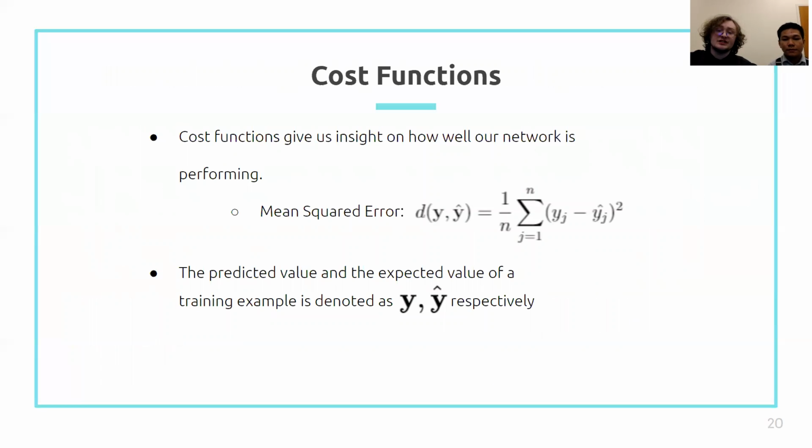Cost functions give us insight in how well a network is performing by giving us a numerical value of how wrong our prediction is. For our capstone, we focus solely on the mean squared error metric as our cost function, where y and y hat denote the predicted value versus the expected value of a training example. So now we have a cost function. We want to find the parameters that minimize this cost. If we have a larger cost, we have a lower accuracy. If we have a lower cost, we have a higher accuracy.